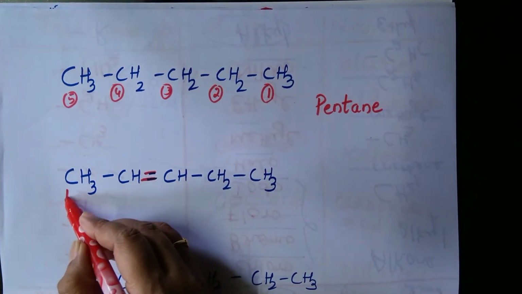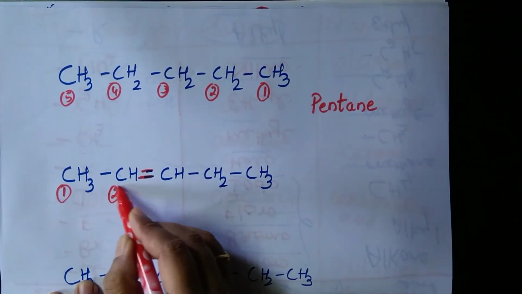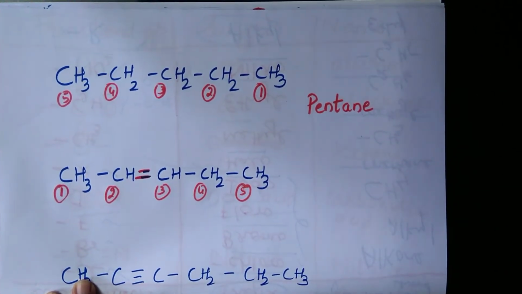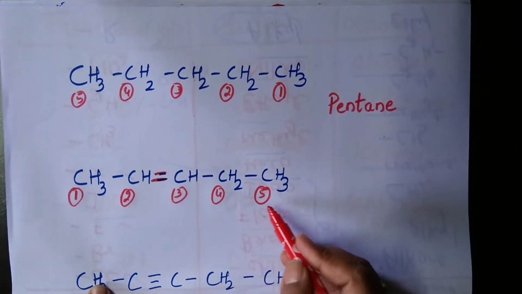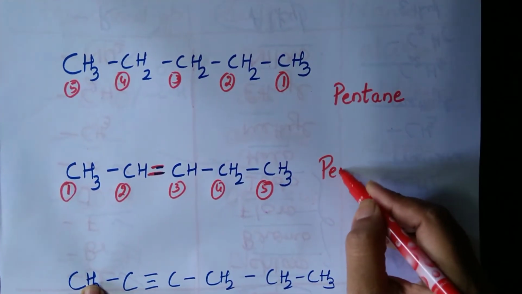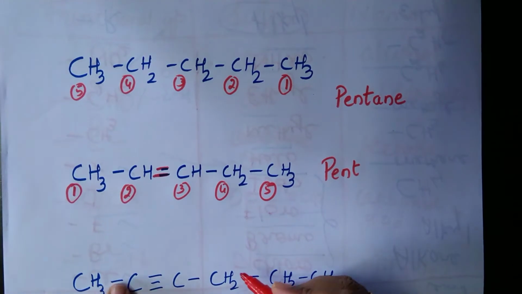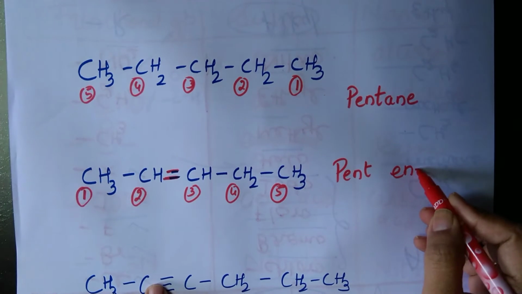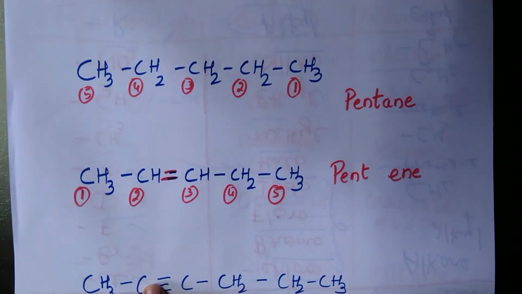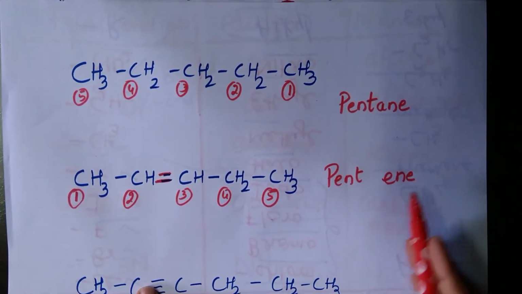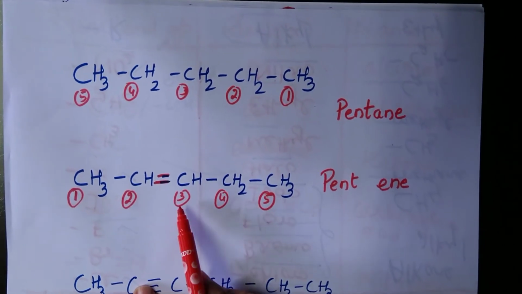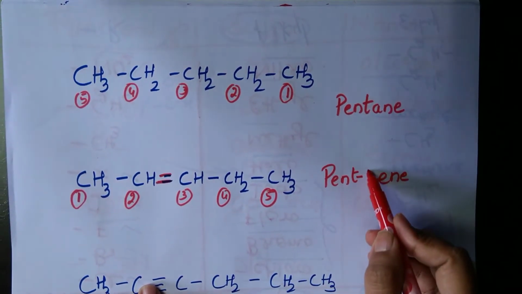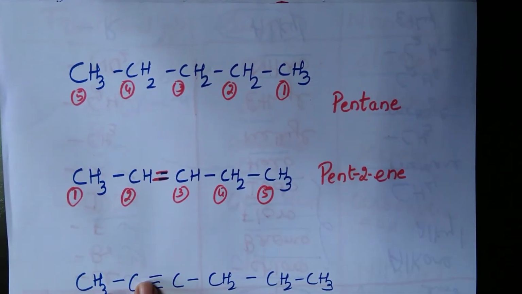So I shall number it from here. 1, 2, 3, 4 and 5. Understood? So what is the root word for 5? Pent. Correct? And because double bond is there, primary suffix will be ENE. Now you need to tell me where ENE is present. It is between 2 and 3. Out of 2 and 3, which is the smaller number? 2. So therefore you will write it as pent-2-ene.